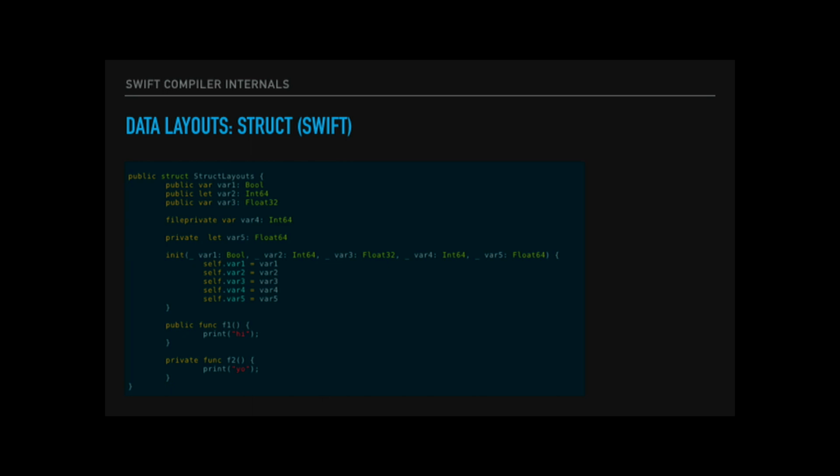So, all right, goodness, can you guys actually read that? Maybe, no, oh no, all right, good word. Okay, that's the worst case scenario. All right, so, struct layout, public Bool, public Int64, public Int32, private Int64, a naive initializer, and a couple of functions for good measure.